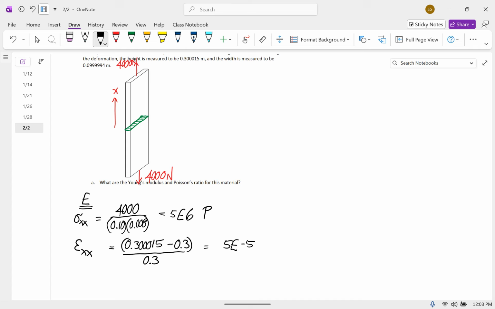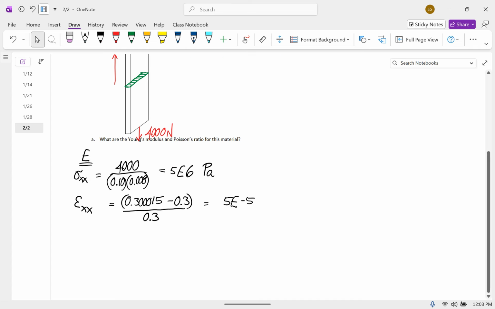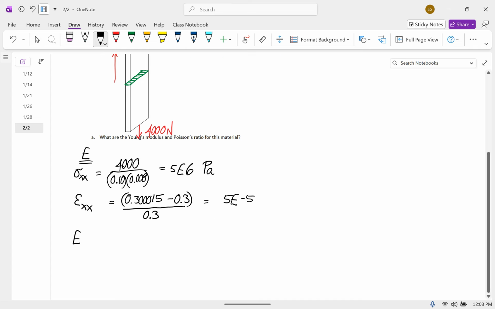This stress is in units of pascals. And so Young's modulus is 5 times 10 to the 6 pascals divided by this unitless 5 times 10 to the minus 5. And I guess that's 1 times 10 to the 11th. And that's in pascals.